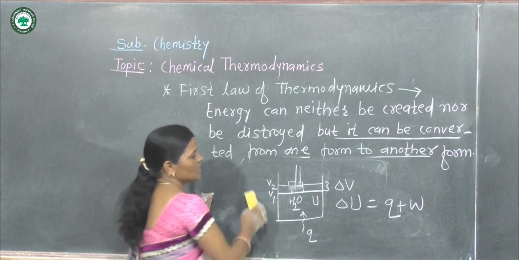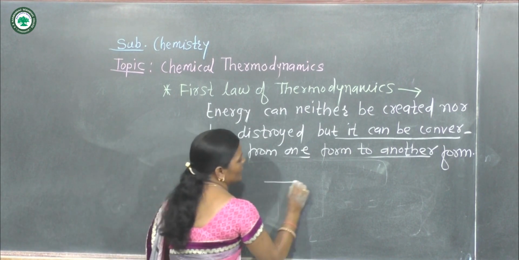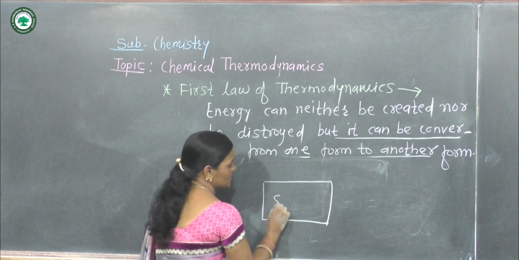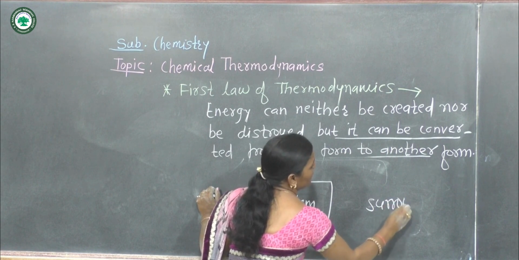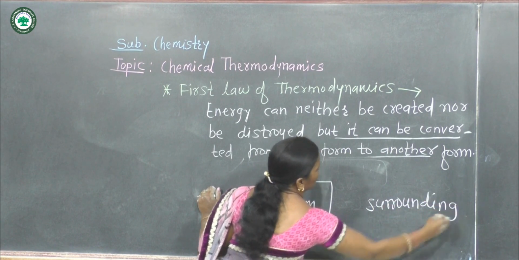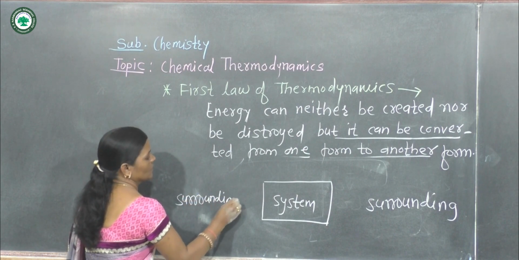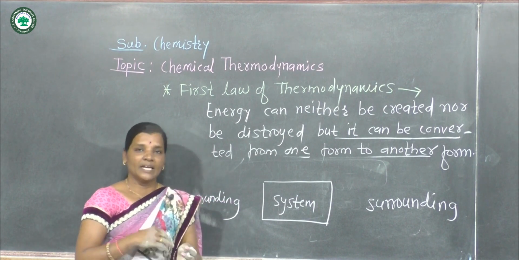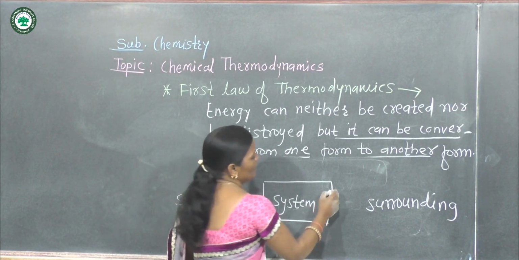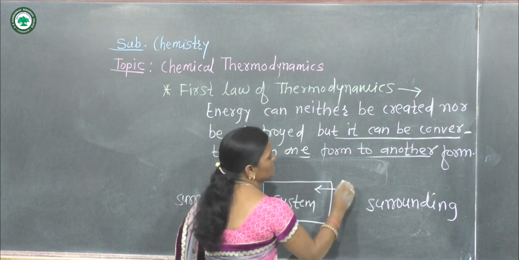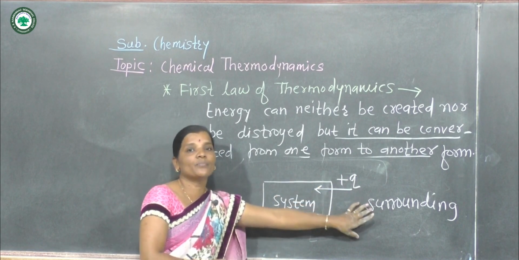Okay, so here let us consider what the sign conventions are. For example, consider this is the system, and here the surrounding. Outside the system, the part of the universe, that is called the surrounding. Now here heat is exchanged in the form of heat and work. For example, heat is absorbed by the system, heat is provided to the system. Heat is absorbed by the system from the surrounding.